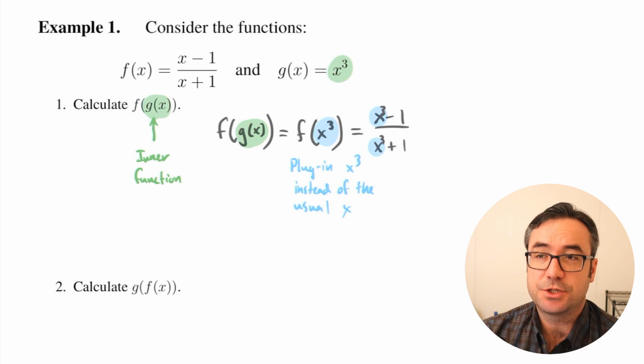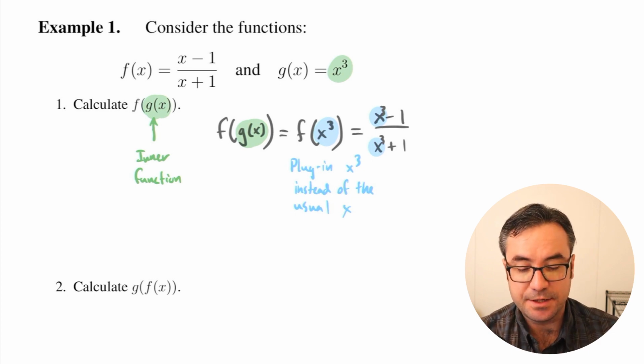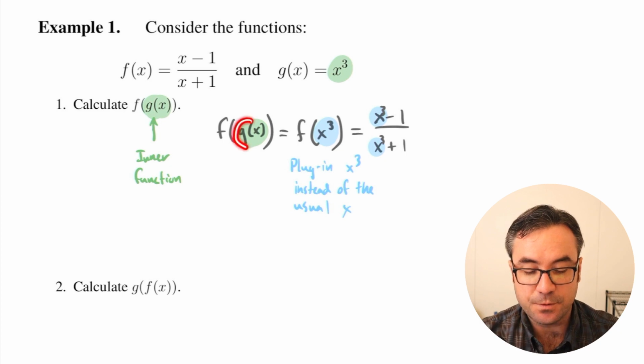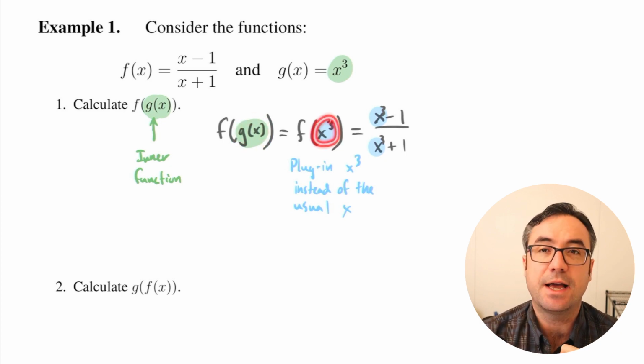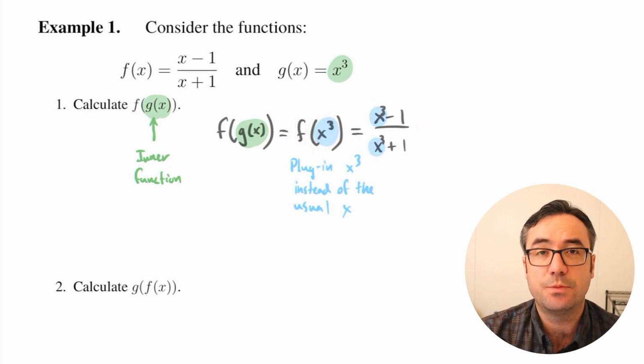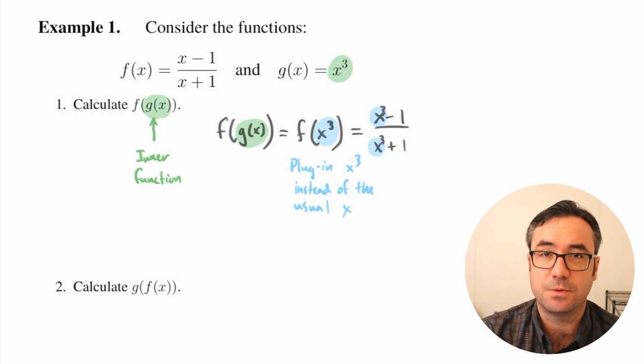That's our composite function. So what happened here is x started our assembly line. It first went into function g, which gave us out x cubed, and then we took x cubed and plugged it into function f, which gave us the x cubed minus 1 over x cubed plus 1.